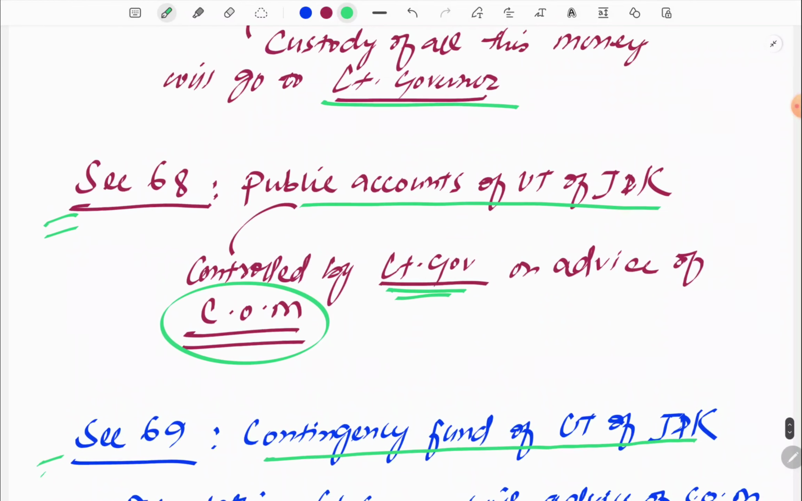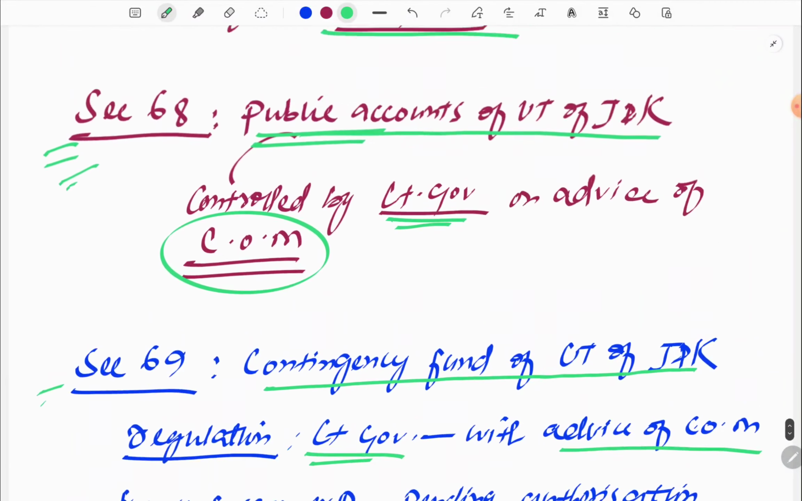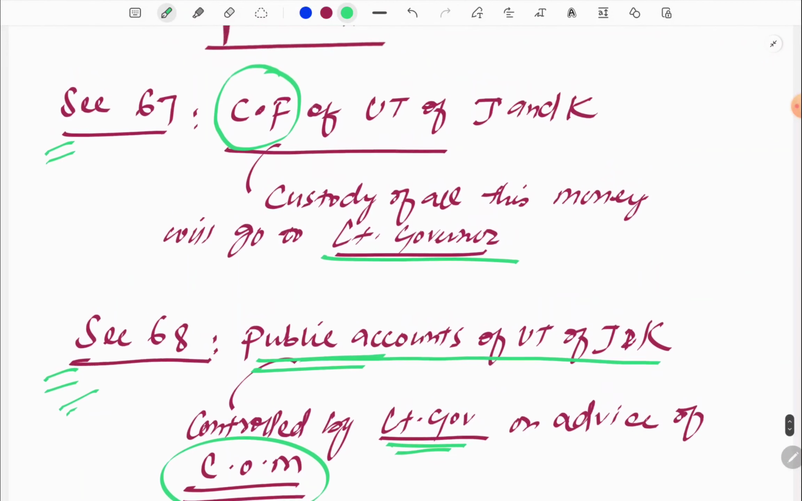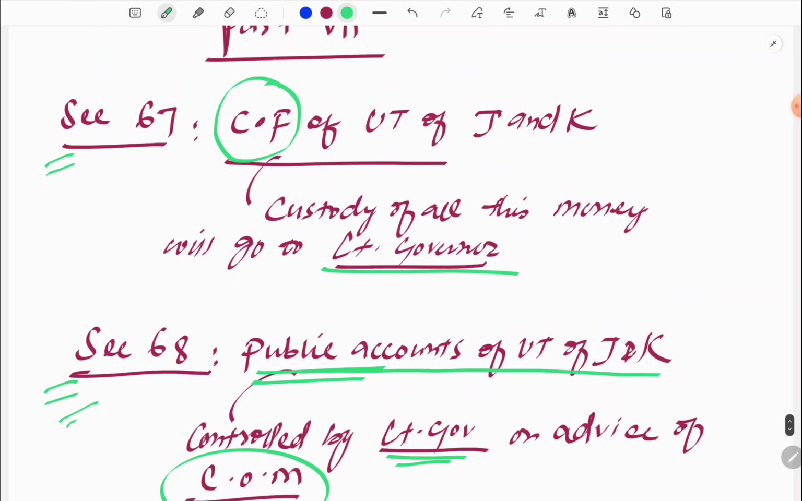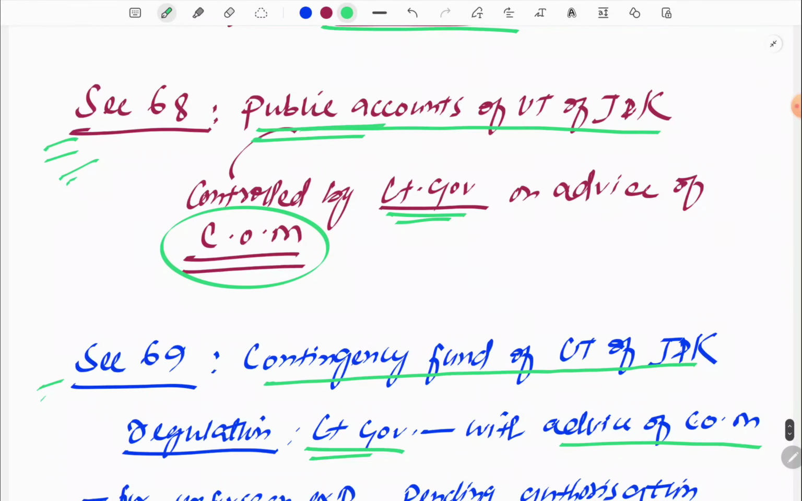And I also wanted to say that the public accounts is actually all the money that the government acquires from the public. Okay, this is all that money. So this can also be controlled through section 68 of the J&K Reorganization Act. Very important, just remember the chronology, that sections 67, 68, and 69 are related to funds.